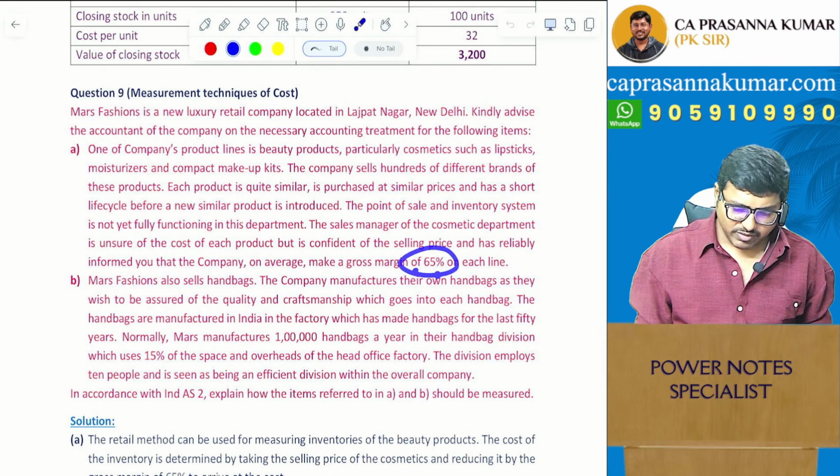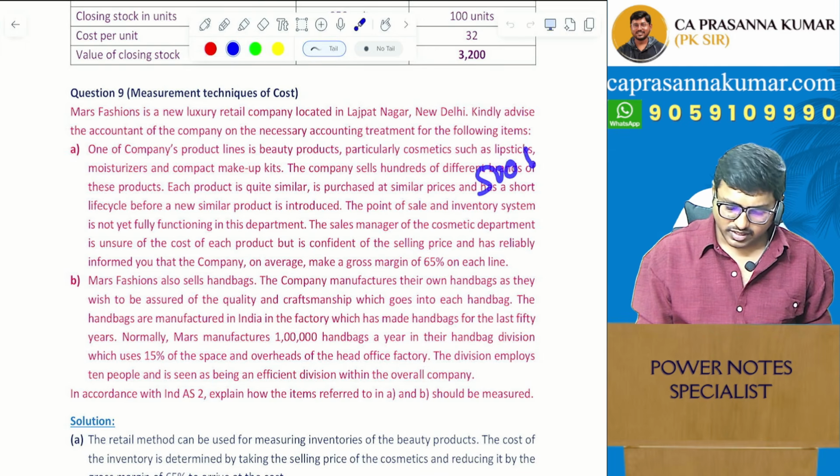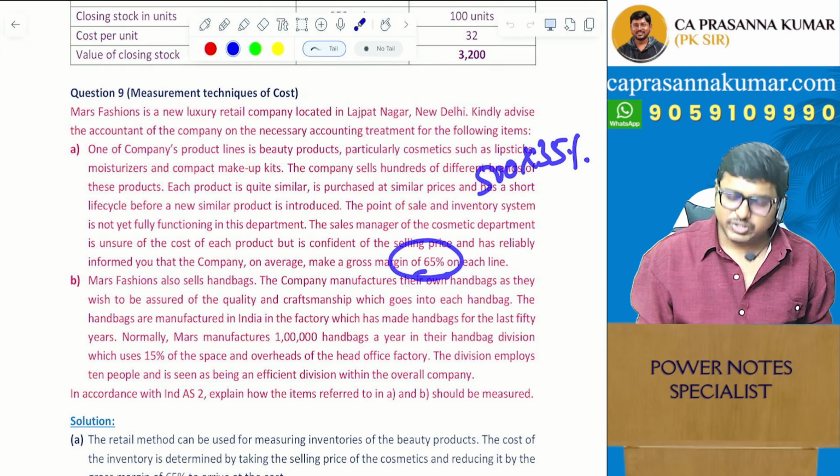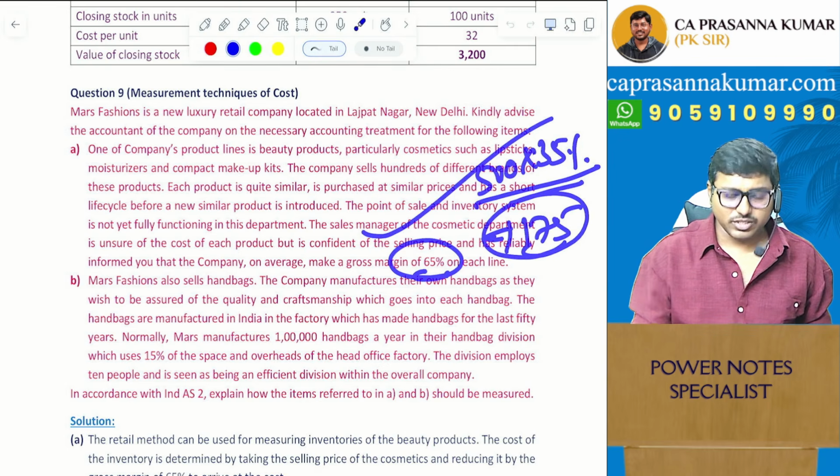Gross margin 65% means your cost will be what? Say, for example, some lipstick's selling price is 500. Then the cost will be 35%, because 65% is margin. So 35% will be your cost, which means 175 will be your cost. That's how you'll do the valuation.